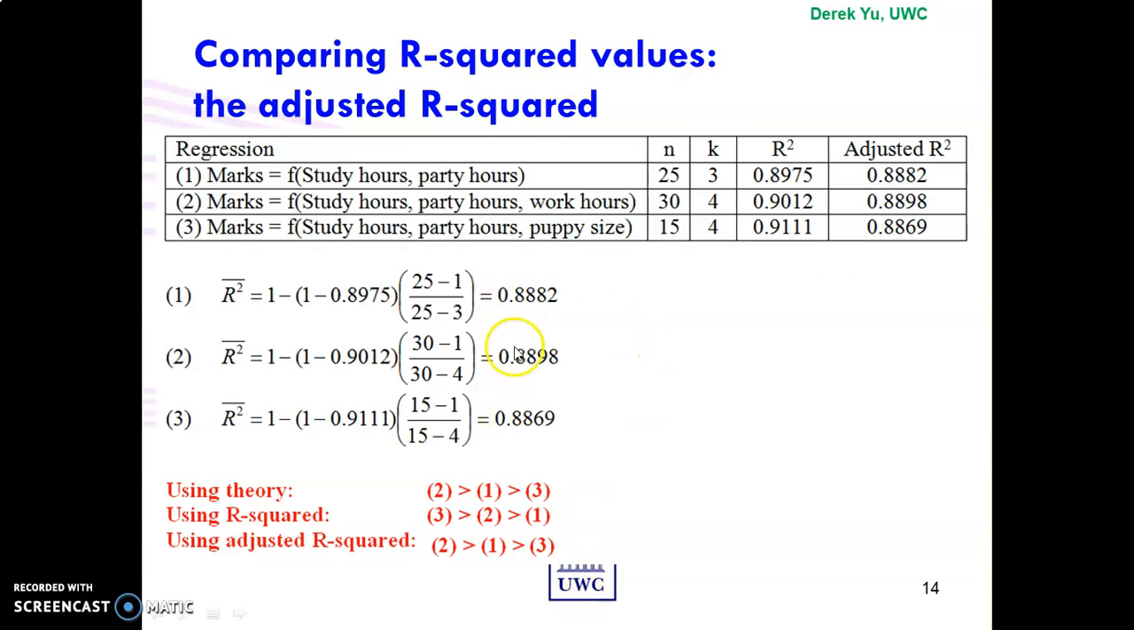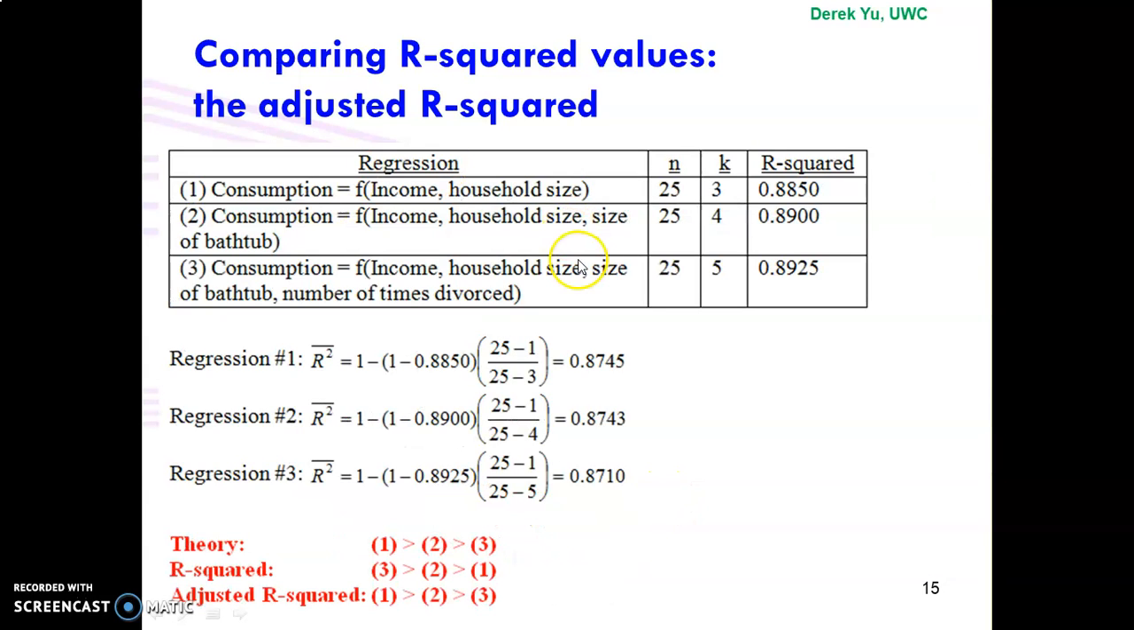Okay, so upon interpreting the adjusted R square answer, don't you notice that adjusted R square is the highest in regression 2, followed by regression 1, and then regression 3 has the lowest adjusted R square? Then don't you think the results from adjusted R square conform with theoretical thinking that indeed regression 2 is the best one, followed by regression 1, and regression 3, which commits overfitting by including the irrelevant puppy size explanatory variable, is actually the worst one? So let's look at the second example, slide number 15.